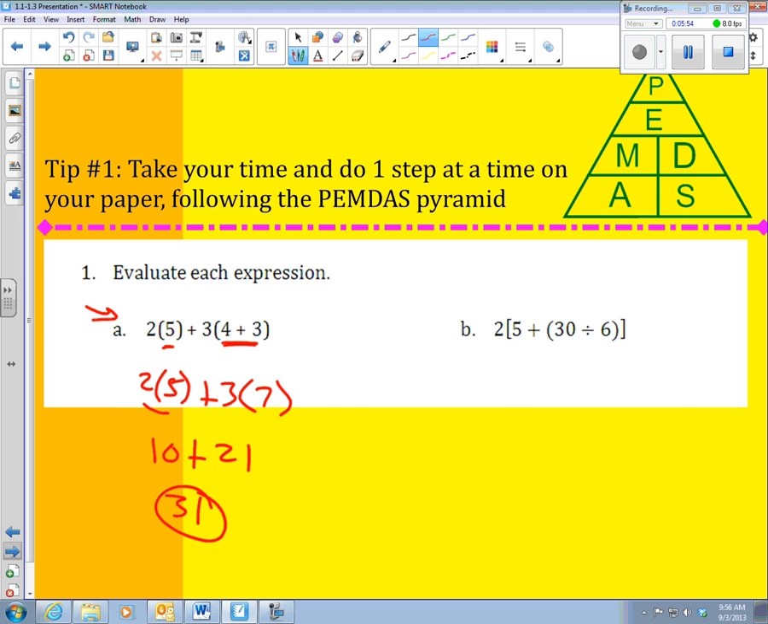So what I'd like you to do right now is try B on your own real quick. Hit pause, and I'll give you the answer in a second here. So hit pause right now, and when you're done, turn it back on. For this particular problem, you should have gotten 20. Now, if you didn't get that, you can go back and try it again, or you can ask questions when we come into class tomorrow.